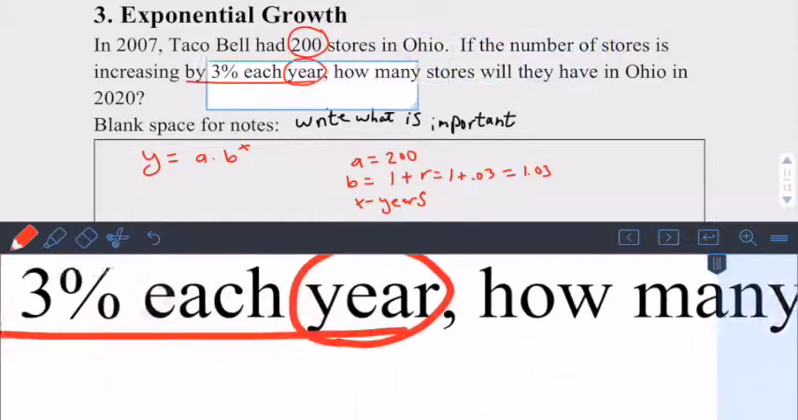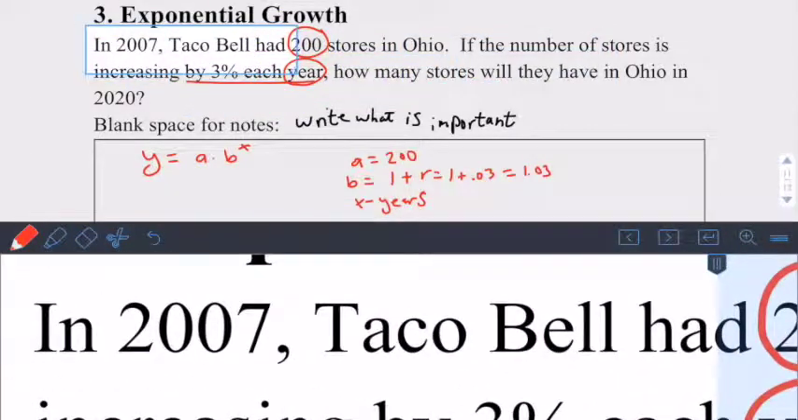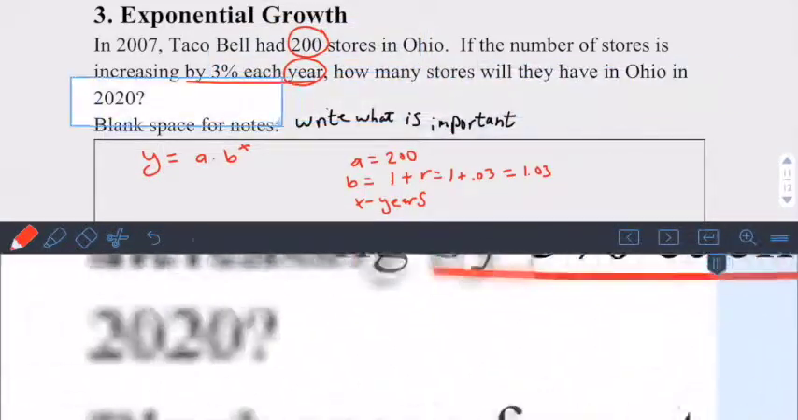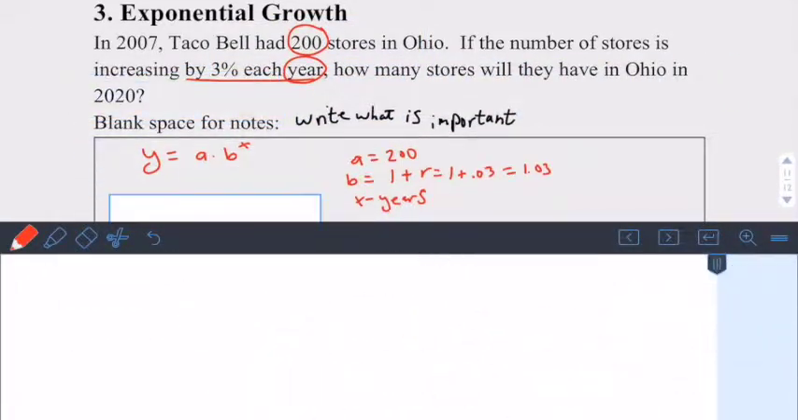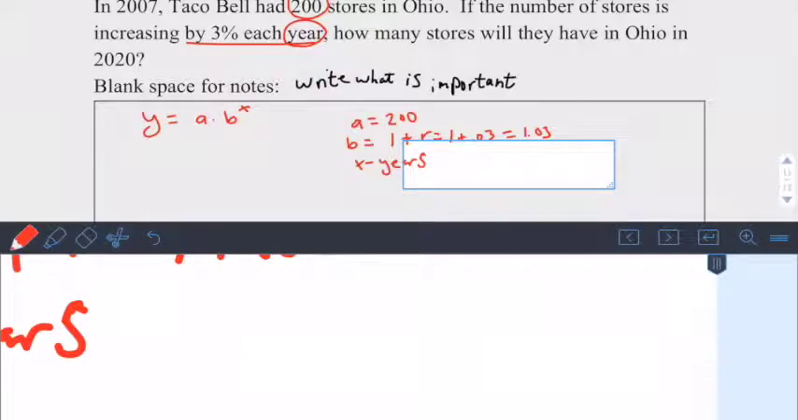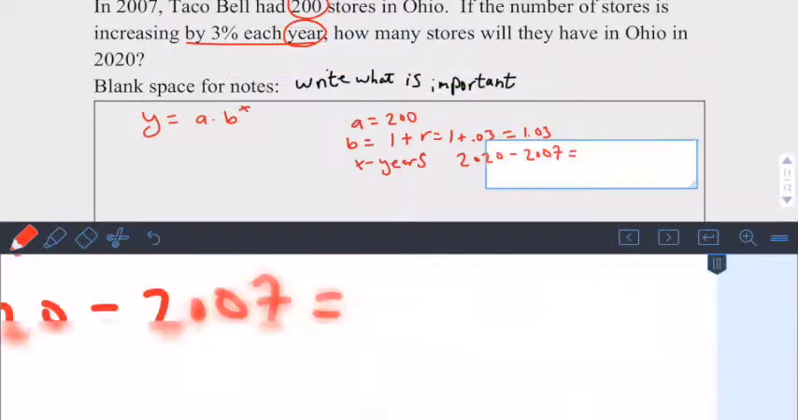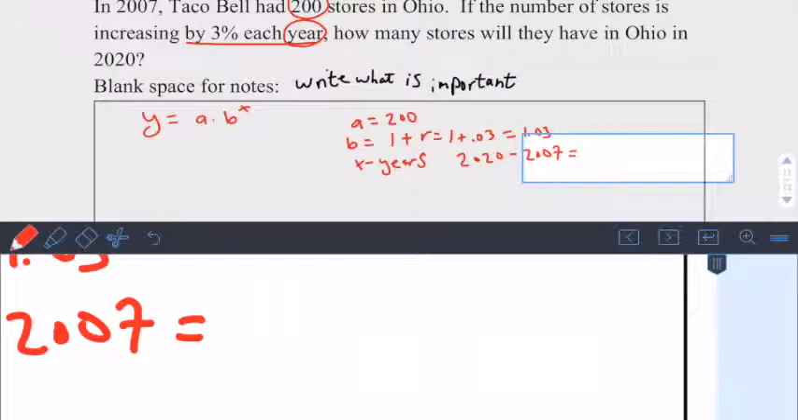Now the weird thing about this one is that it's in 2007, we had 200 stores, and we're asking for 2020. So the number of years is going to be 2020 minus 2007, because that's going to be how many more years we accumulate this 3% growth. So this is 13 years.